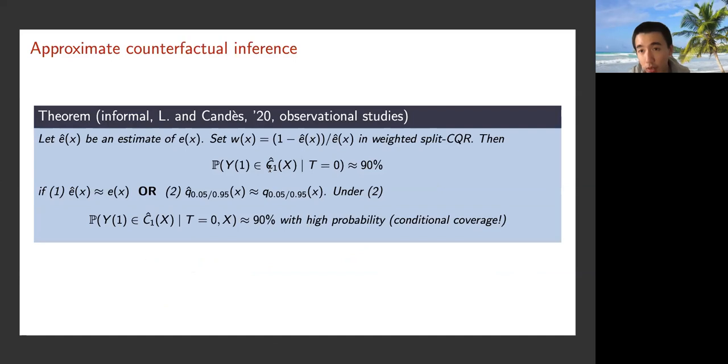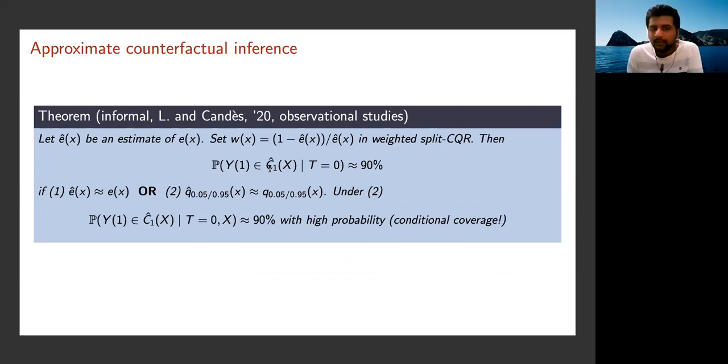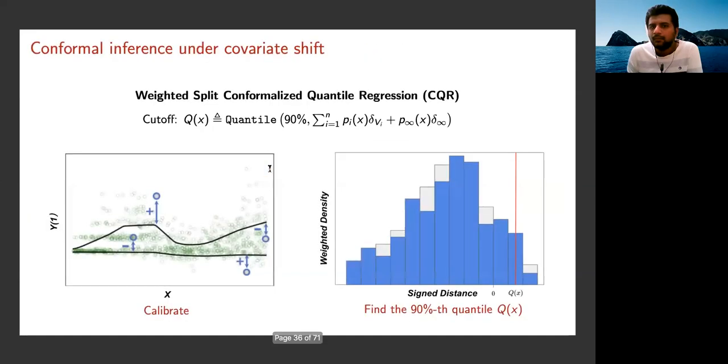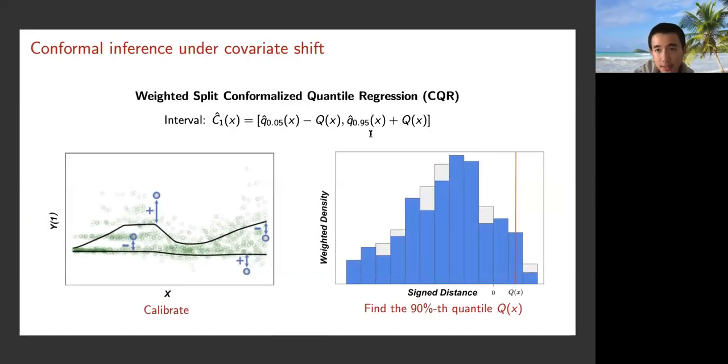How will C1 hat look in the case of images? This C1 hat is just two numbers. Let me go back. You see that this C1 hat is an interval, so it has two numbers: one is the lower bound, the other is the upper bound. But these two numbers depend on the covariate value, so for different covariates, you may have different numbers. Does that address your question?